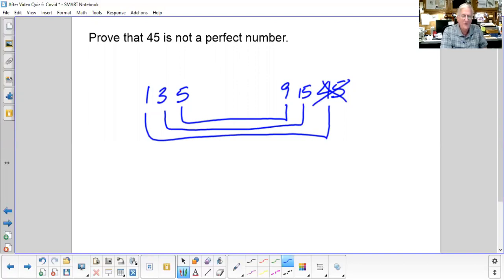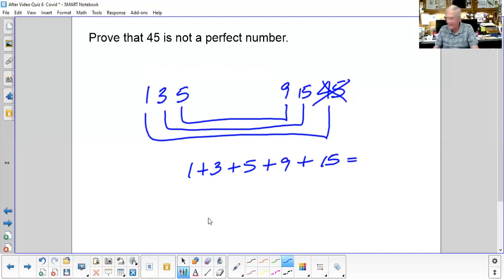Well, are there any other numbers that will go into 45? Well, let's see. Does 6 go in? No. Does 7 go into 45 evenly? No. Does 8 go into 45 evenly? No. So guess what? It looks like we have all the possible factors of 45, right? So now all I have to do is add them up, all right? So if I add 1 plus 3 plus 5 plus 9 plus 15, okay? And I add those together, what do I get?